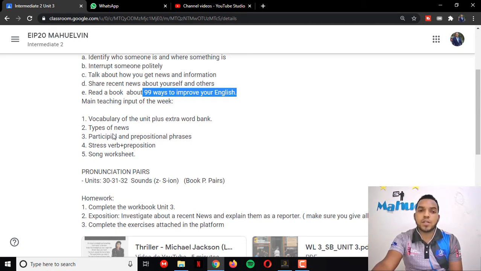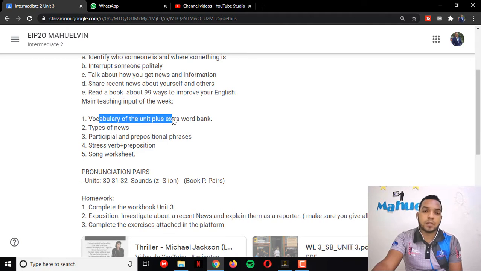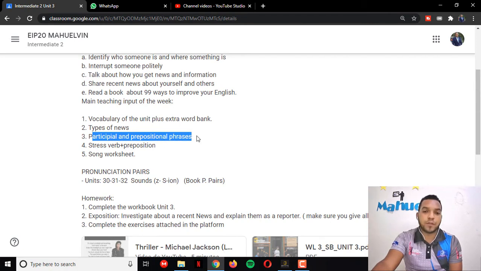So this is the main teaching input. We're going to be taking a look at today's vocabulary, types of news. The participial and prepositional phrases, like I told you. Also, stress, verb plus preposition. This and this are almost the same because in lesson B we will also be reviewing the present perfect.